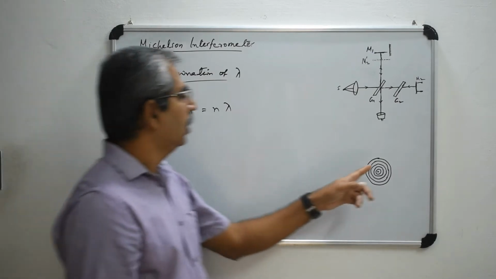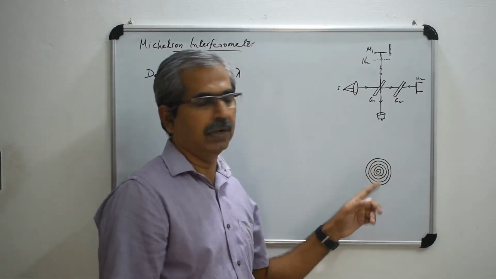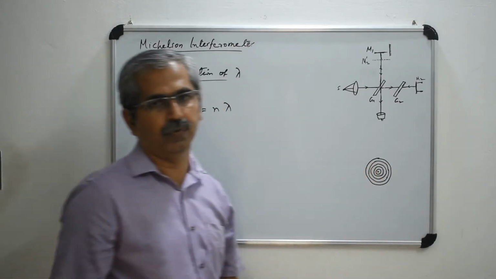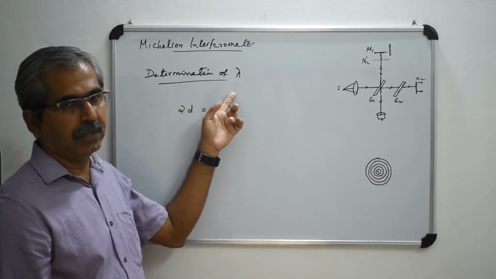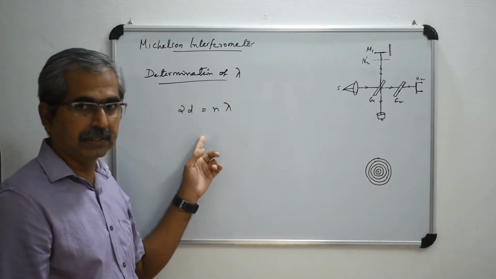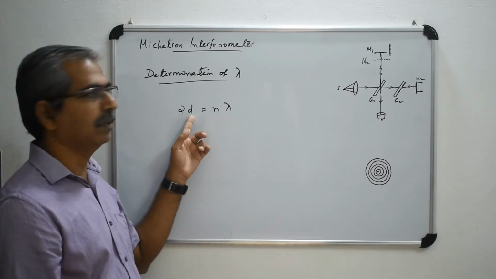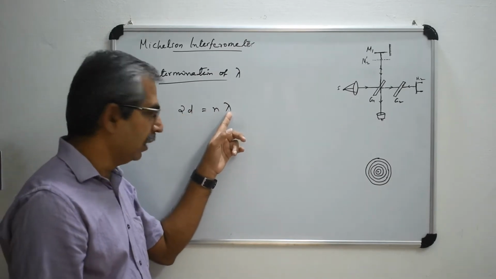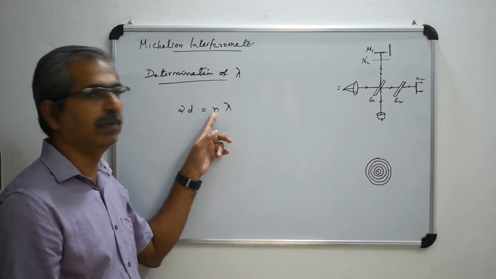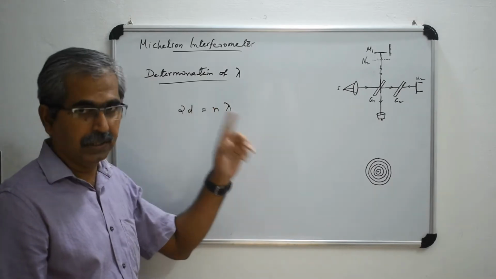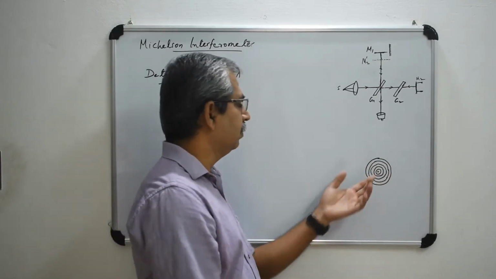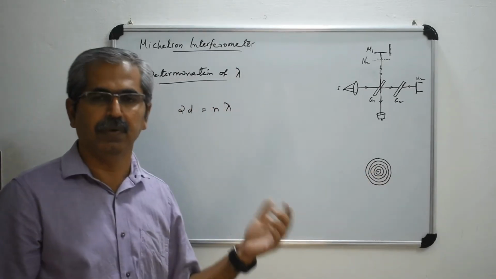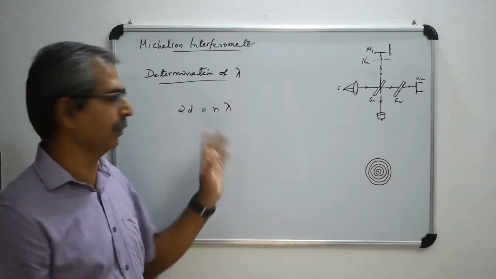I told you, whatever you see at the center will have the maximum value of n. Because 2d cos theta is equal to n lambda, and theta equal to 0 gives the maximum value, so 2d is a maximum value and lambda is a constant. So n should have the maximum value at the center. Maybe it is 500 or 400, whatever it is, that maximum value will be there.